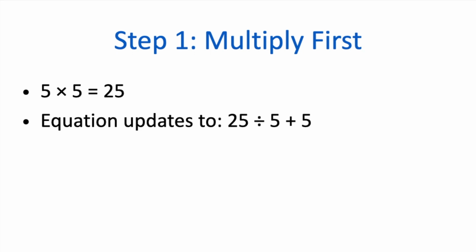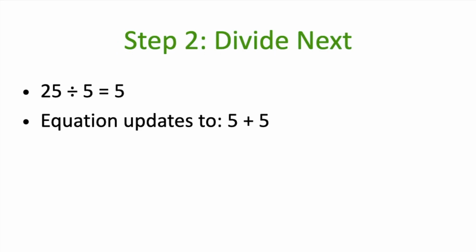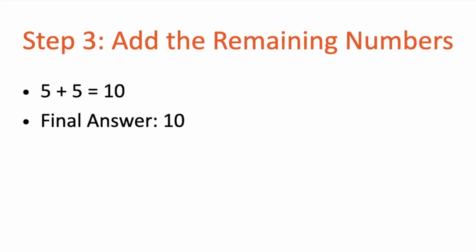Next we divide 25 with 5, which equals 5. Now our equation simplifies to 5 plus 5. Finally, we add 5 plus 5, which equals 10. So the final answer for this expression is 10.